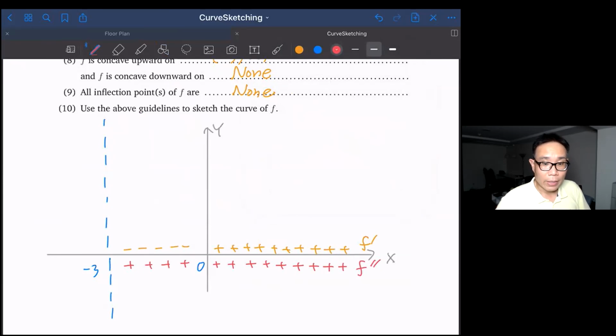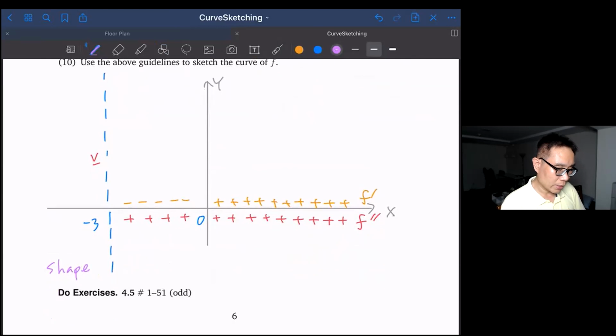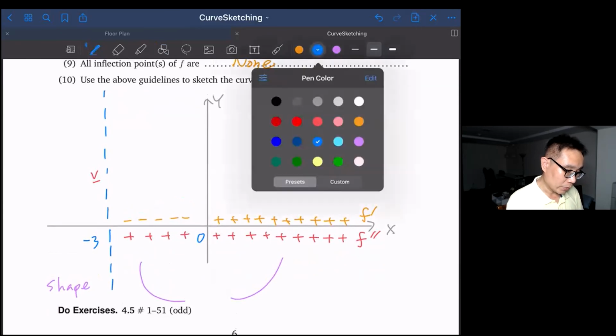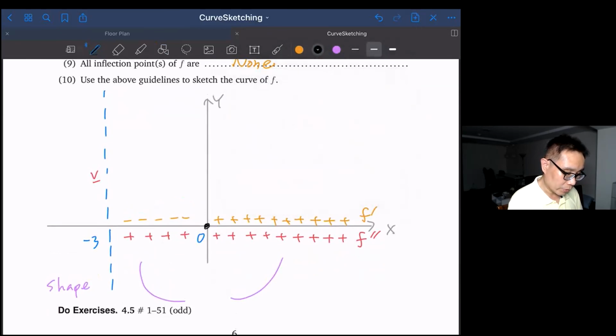Okay, and you see that you have a vertical asymptote, which is this line, and you have the shape of the graph. So the shape of your graph turned out to be negative, positive. So it's going to be decreasing, concave up. Picture looks like this. And this one is positive, positive, so increasing, concave up. Okay, so this is the one. And you're gonna plot the point that you know. So you know it's gonna be (0, 0) for sure.